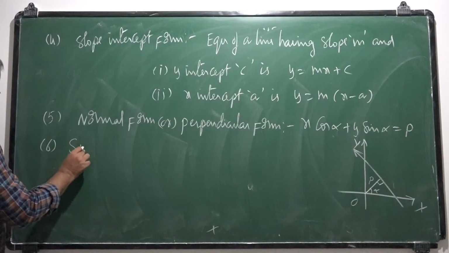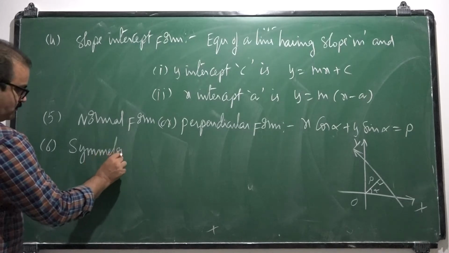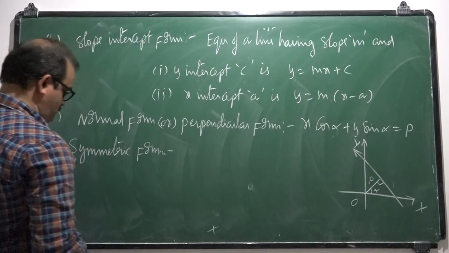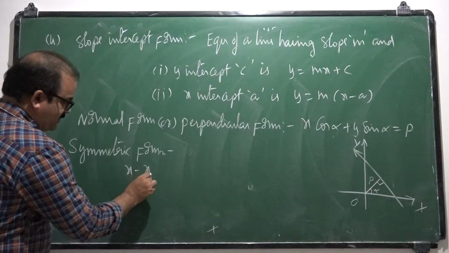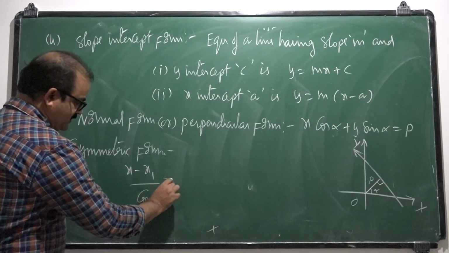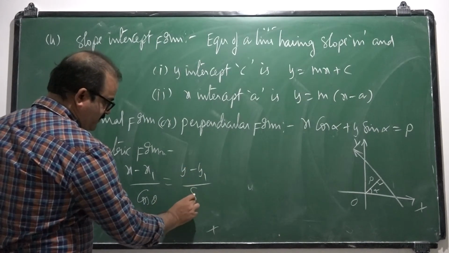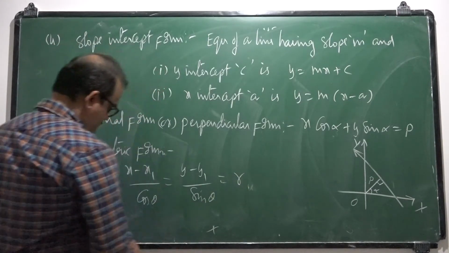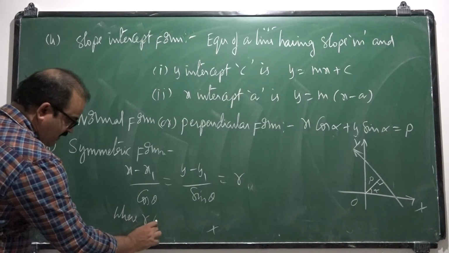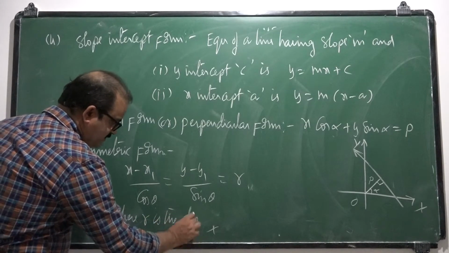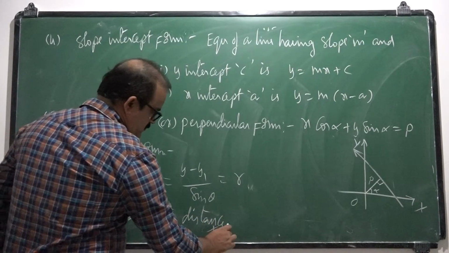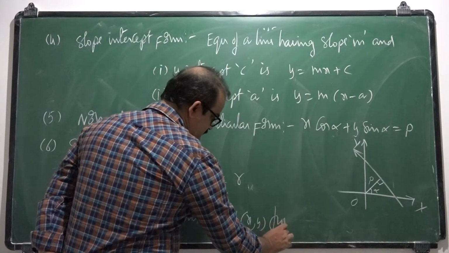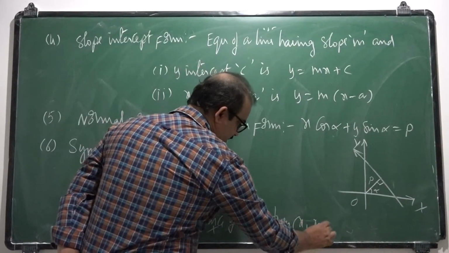Next, symmetric form. x minus x1 by cos theta is equal to y minus y1 by sin theta is equal to r, where r is the distance of the point x comma y from the given point x1 and y1.